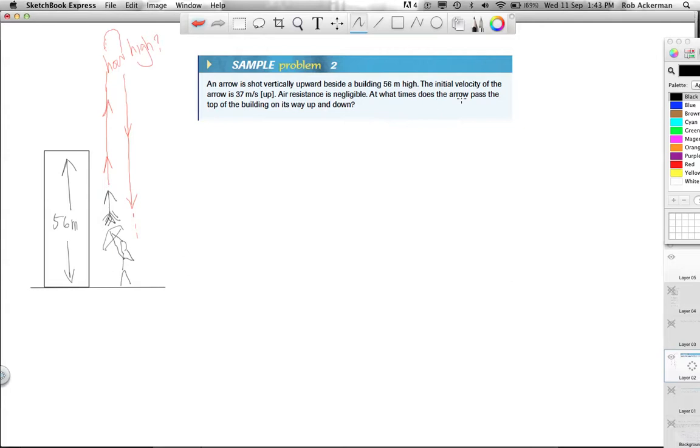At what times, interesting, plural, times, does the arrow pass the top of the building on its way up and its way down? So let's look at what we are given here and what we are required to find. We are given v1. If we want to make our lives easier, we can say positive is the upward direction, and then of course acceleration we know is 9.8 down. That'll be negative.